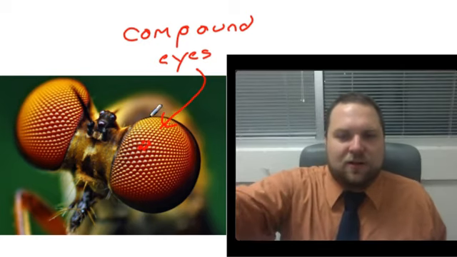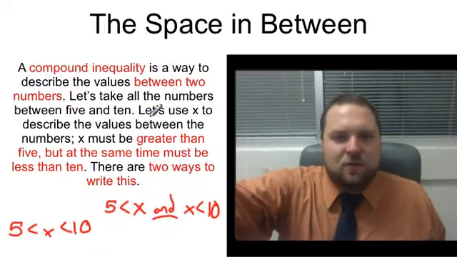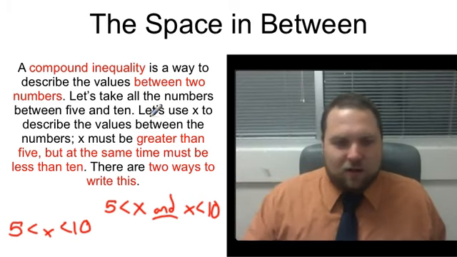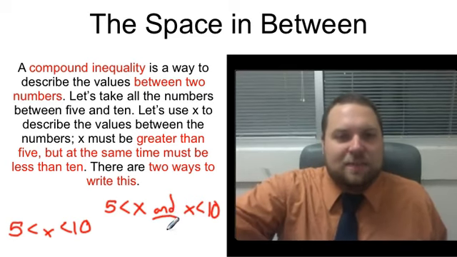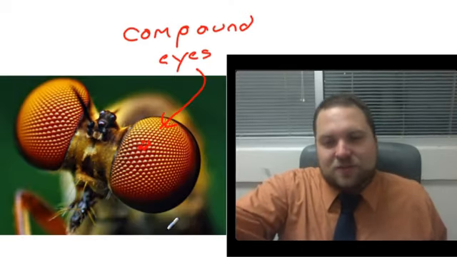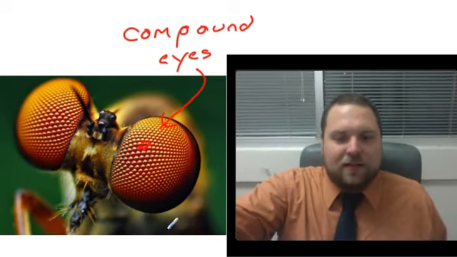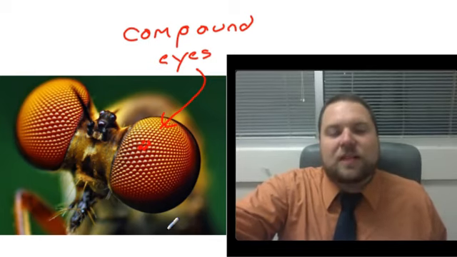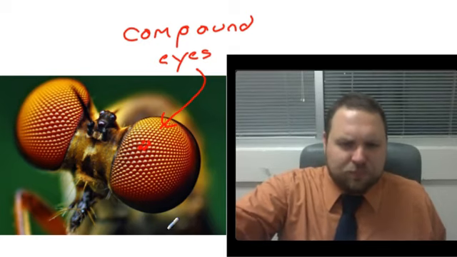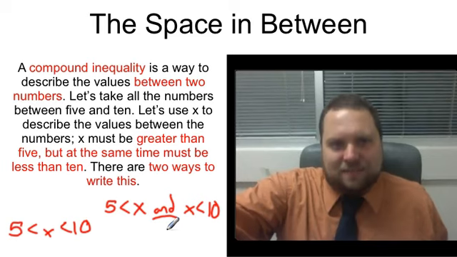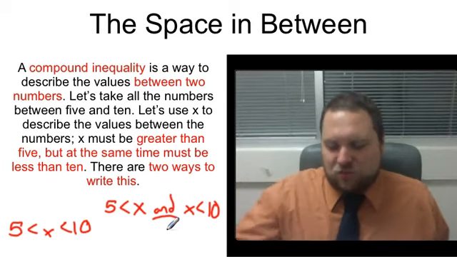When we talk about compound inequalities, what we're looking at are more than one inequality, see there's one, there's two, put together. Just like compound eyes are multiple eyes put together in one, compound inequalities are multiple inequalities put together in one place. So we saw in this example that an inequality can be used to describe the space in between two numbers.